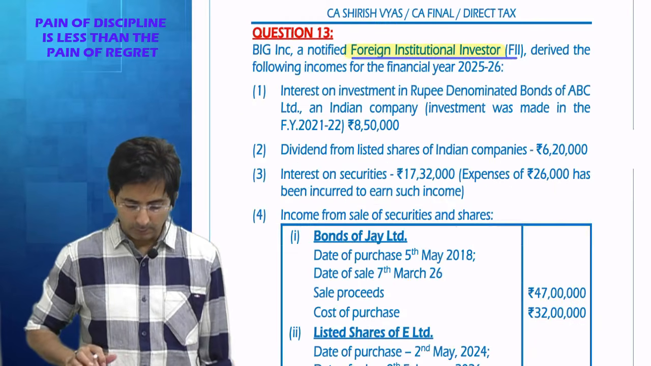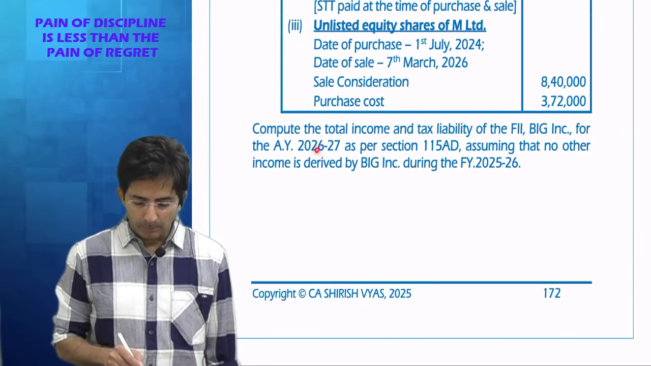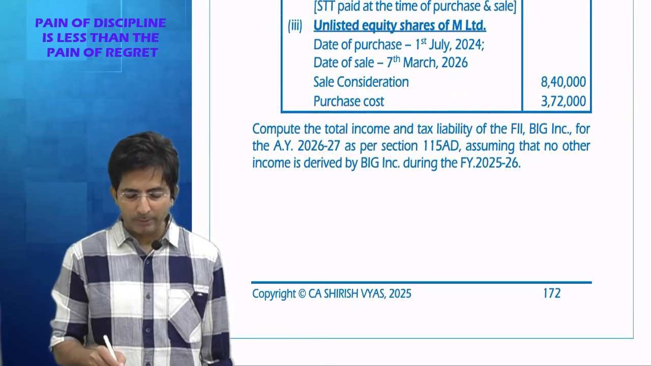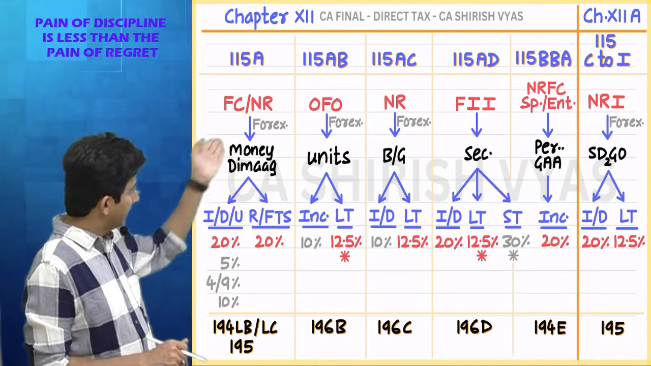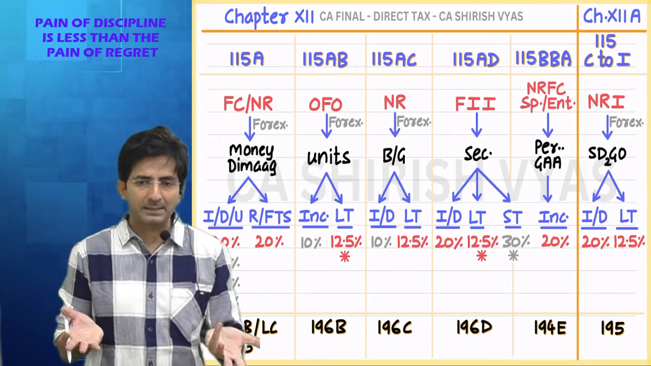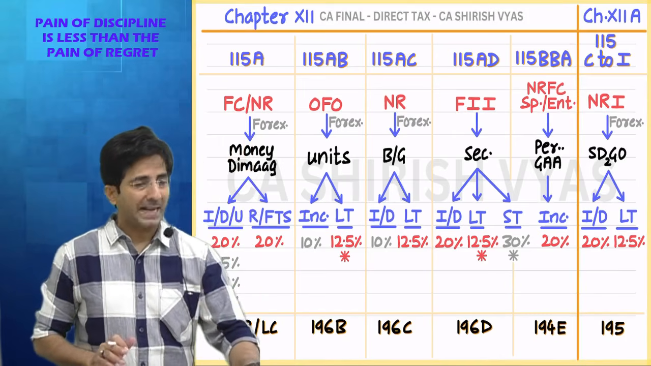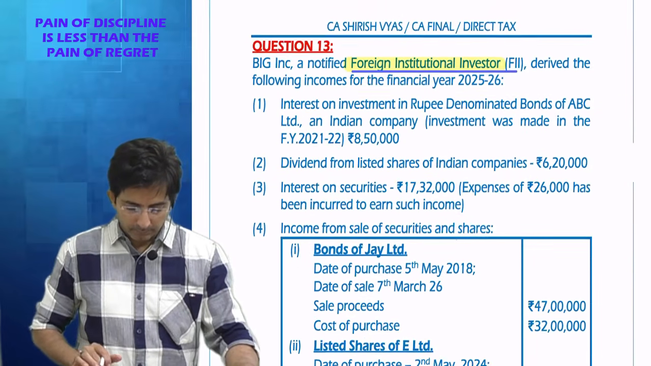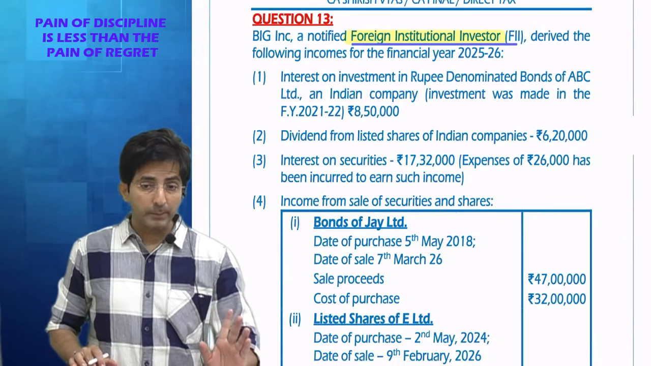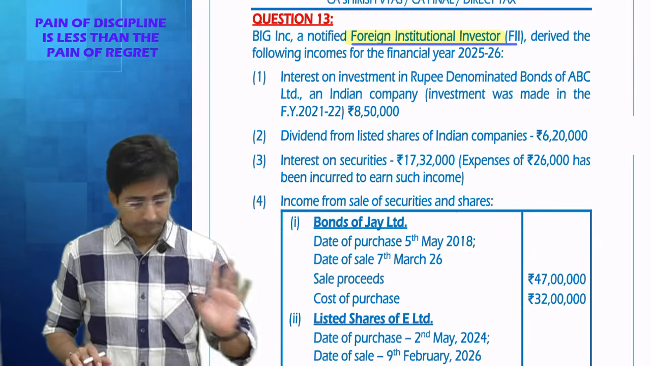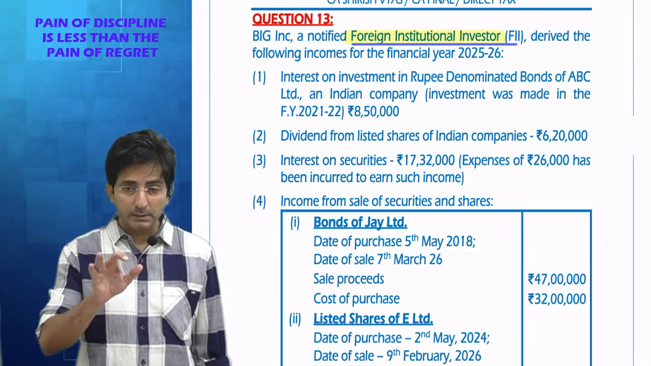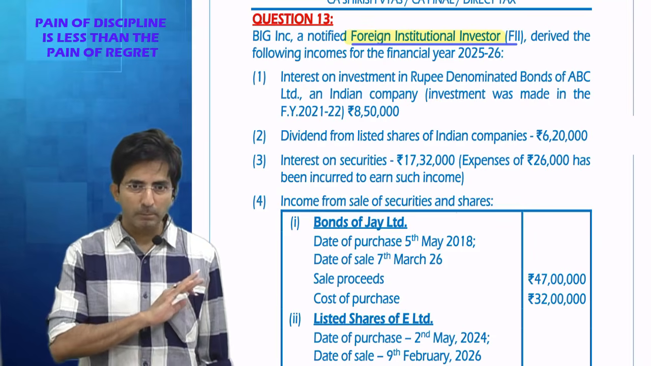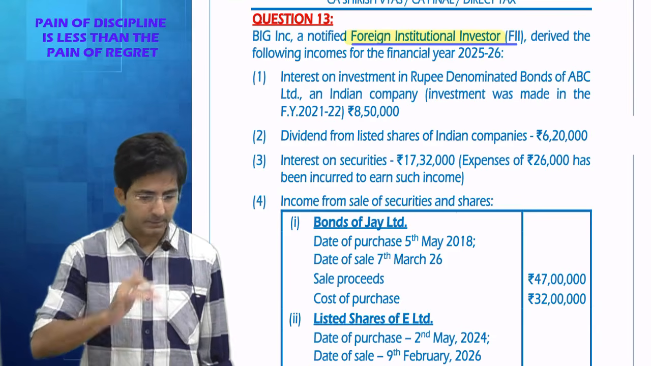Now see in the question what they've asked, read the last line. Compute the total income and tax liability. Obviously they will ask tax liability because these sections are useful for calculating tax. The question has to be on tax liability. Now see what are the incomes given in the question. This is a question from a past paper and it has repeatedly come. A similar thing was asked in the September 25 paper also. This is an ICAI question only, but not asked once, repeatedly asked.